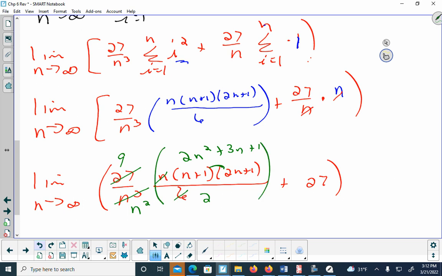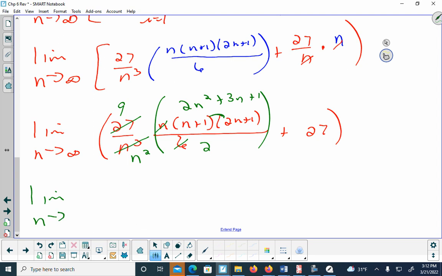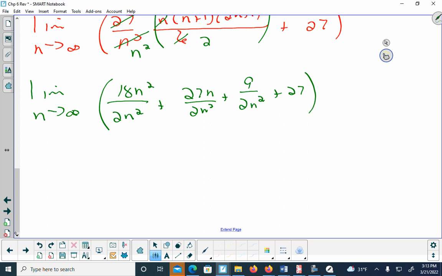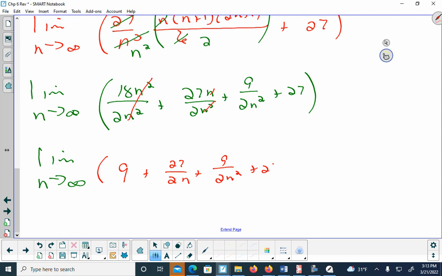So what I'm going to do is distribute the 9 over n squared. So I am going to have 18n squared over 2n squared plus 27n over 2n squared plus 9 over 2n squared plus 27. When I simplify, this becomes 9, plus 27 over 2n plus 9 over 2n squared, plus 27. As n gets larger and larger and larger, this will approach 0 and this will approach 0.